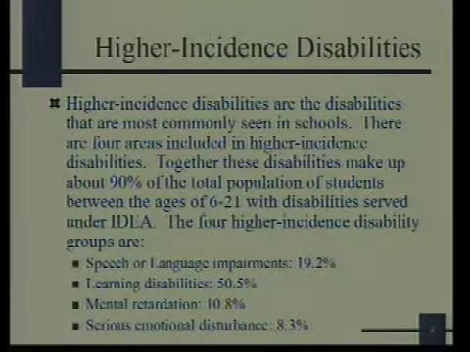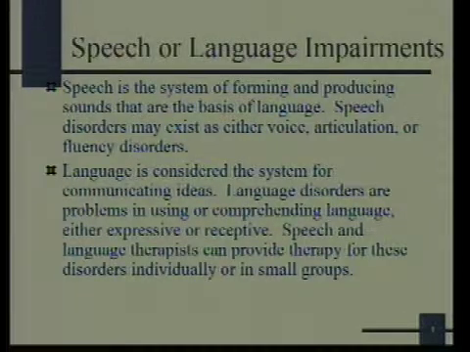So we will talk about those individually, beginning with speech and language. Speech, which is really two different things. Speech is the system of forming and producing sounds that really form the basis of our language, and there are several disorders of speech. They include such things as voice disorders, articulation disorders, fluency disorders, and the like. Language, on the other hand, is our system for communicating ideas or communicating thoughts to one another. And language disorders are likely to result in a failure to appropriately use or understand language. This can be either expressive or receptive.